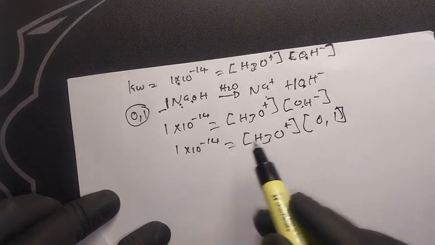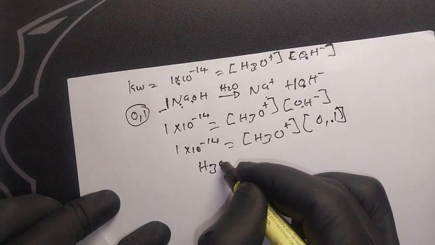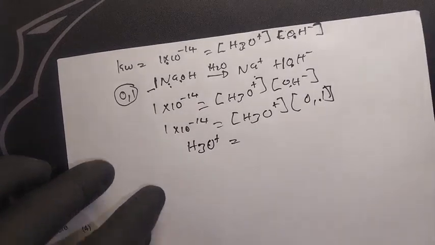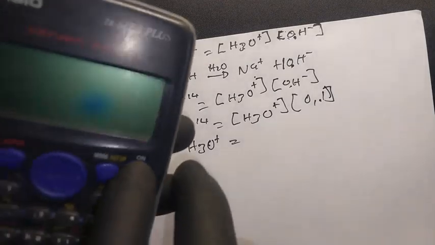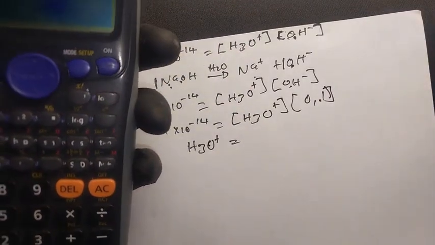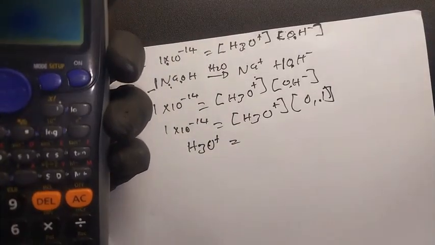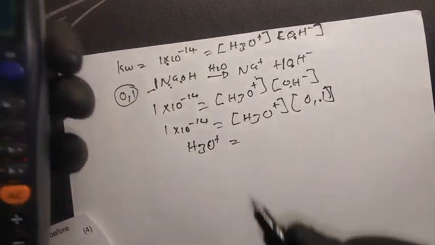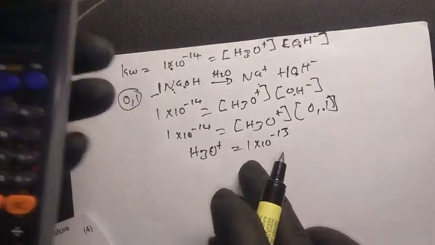So this divided by this, you're going to find the concentration of our hydronium ions. Let me take the calculator. You should get 1 times 10 raised negative 14 over 0.1. You're going to get 1 times 10 raised negative 13. Now this is a concentration.